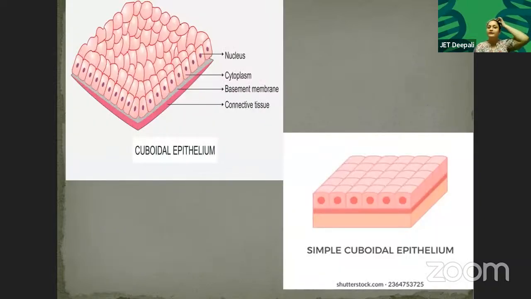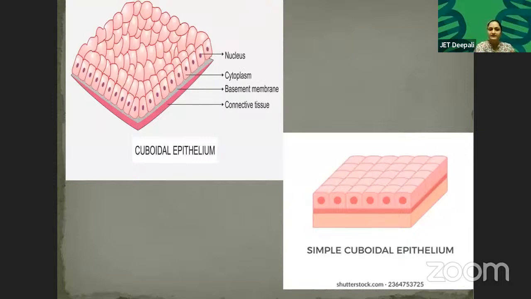Okay, this is cuboidal epithelium. From the top, in this diagram you see, the cells appear polygonal in shape. But when you take a vertical section, you see the cuboidal shape. So this is simple cuboidal. If many layers are present, then it is stratified cuboidal.